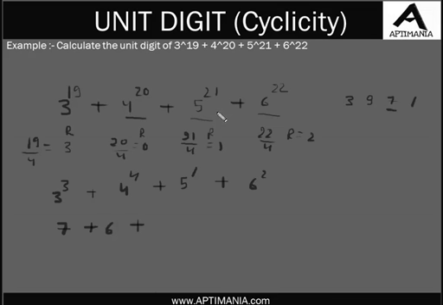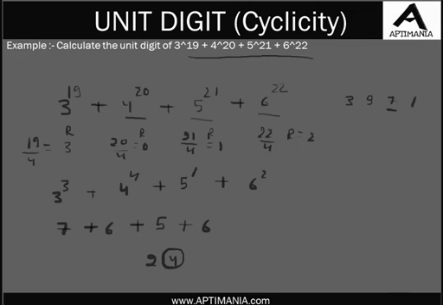5 raised to power any number, odd or even, the result will be 5 only. 5 doesn't depend on the power. Any power of 5 will give us unit digit of 5 only, right? And same is the case for 6 as well. 6 raised to any power, the unit digit of the calculation would be 6 only. So now our question is this much only. 7 plus 6 is 13, plus 5 is 18, 18 and 6 is 24. So the unit digit of this whole number would be 4.